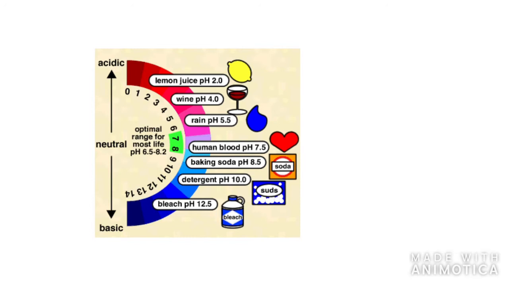And we are going to be talking later about acid rain. Human blood is 7.5, so we're a bit more basic than neutral, but we're pretty neutral. Baking soda is 8.5, so not a very basic base. Detergent's a 10, so that's quite basic. And bleach is surprising. Bleach is 12.5. That's all the way up here. That is very basic. The more acidic and the more basic something is, the more corrosive it tends to be.